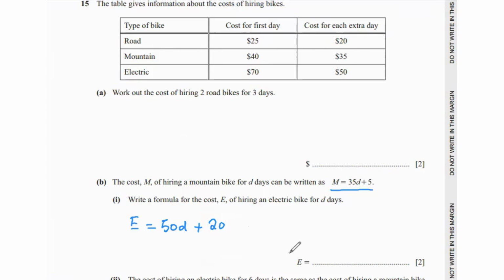You don't have to overthink this. Just use the given equation and see how they have treated this. The cost for each extra day is getting multiplied with D. And then for 5, they just subtracted the cost for the first day and the cost for each extra day. So using the same logic, we multiply 50 with D, which is the cost for each extra day for electric bikes. And then we subtract the cost for the first day and the extra day to get the y-intercept, which is 20 over here. So that gives you the equation.